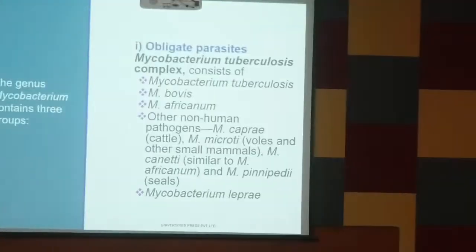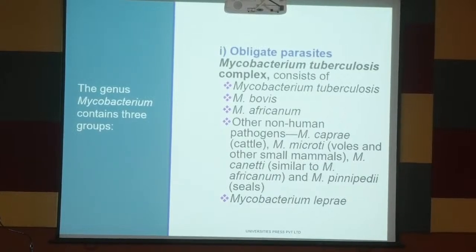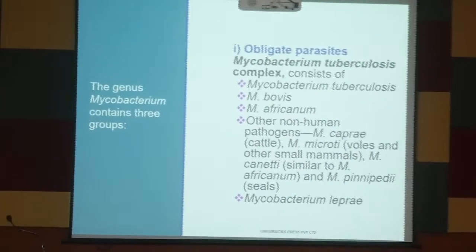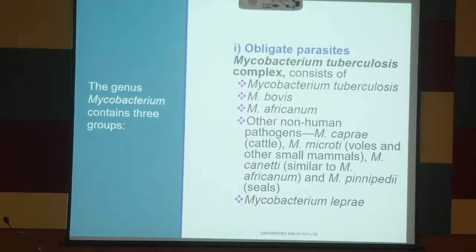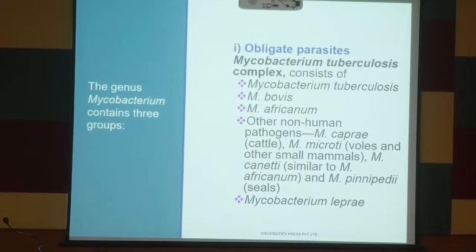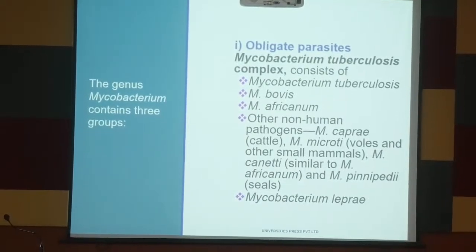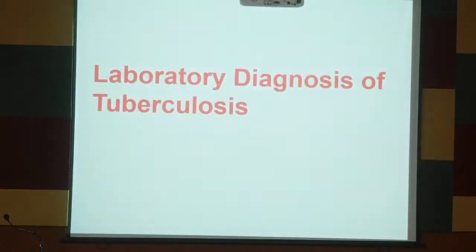These are the Mycobacterium tuberculosis complex. You must remember this name. This can be asked as a short note, and can be asked in the oral. The Mycobacterium tuberculosis complex is comprised of Mycobacterium tuberculosis, Mycobacterium bovis, Mycobacterium africanum, Mycobacterium caprae, Mycobacterium microti, Mycobacterium canettii, and Mycobacterium pinnipedii. So these are the members. Now, laboratory diagnosis of tuberculosis.